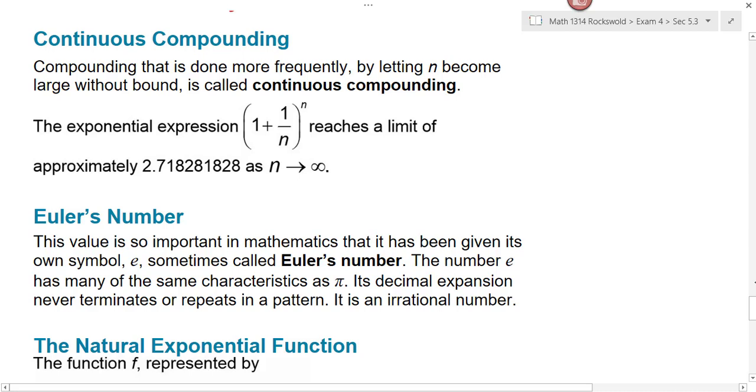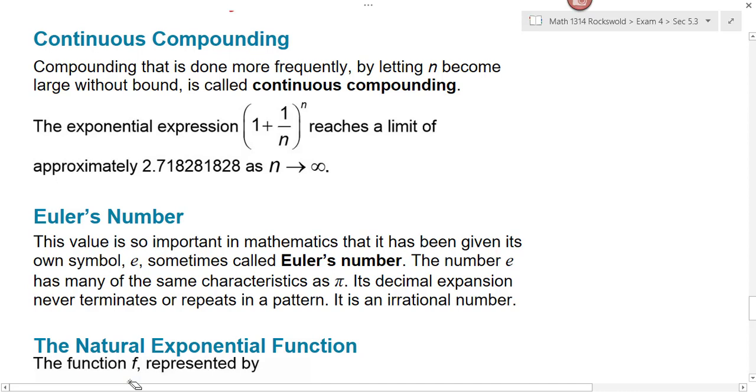Compounding that is done more frequently by letting n become large without bound is called compounding continuously. The exponential expression 1 plus 1 over n raised to the n reaches a limit of approximately 2.718281828 as n approaches infinity. This number happens to be what we call Euler's number. This value is so important in mathematics that it's been given its own symbol, e, sometimes called Euler's number.